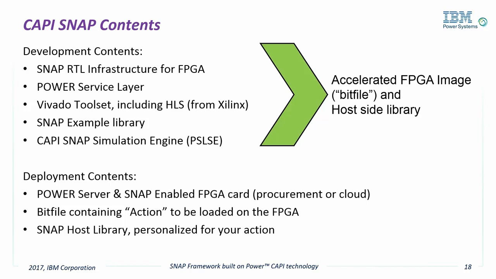This includes the CAPI SNAP infrastructure written in RTL, the power service layer for communicating with the power processor, the Xilinx FPGA toolset called Vivado, which will compile your action code for the FPGA, a set of example libraries which you can use as a base, and the CAPI simulation engine, which you use to validate your code before running it on the hardware. When combined with your action code, the output of the development process is a bit file image that loads onto the FPGA, along with your host side application that calls the accelerated action.